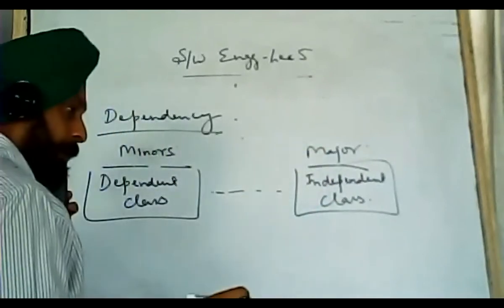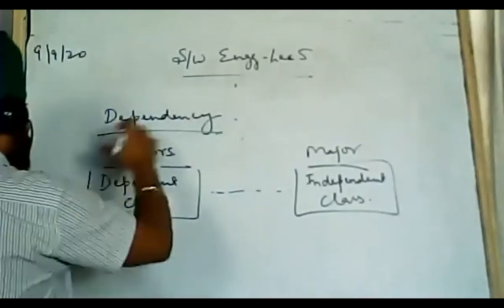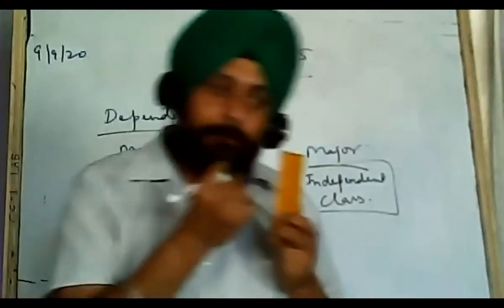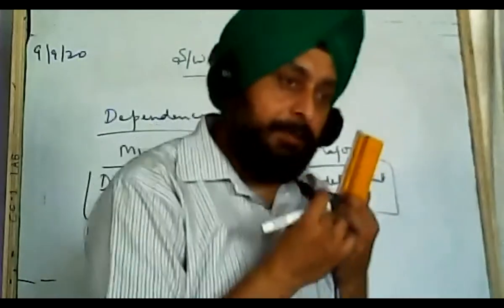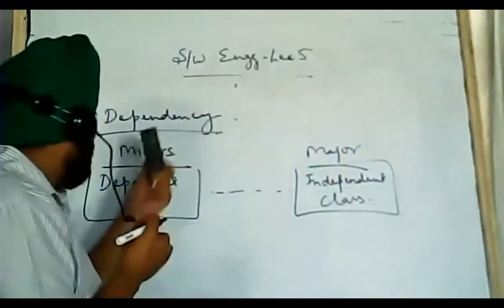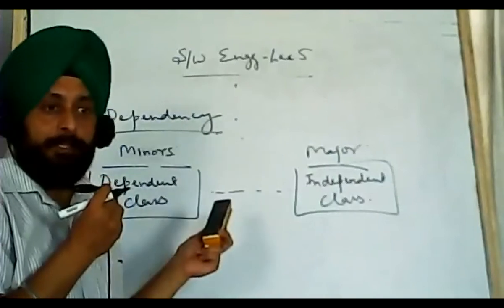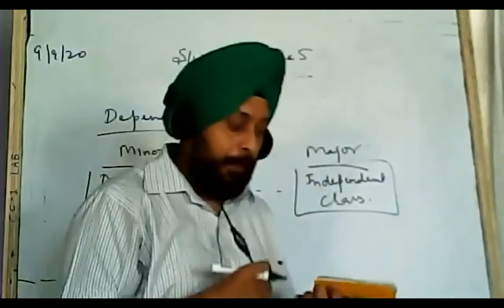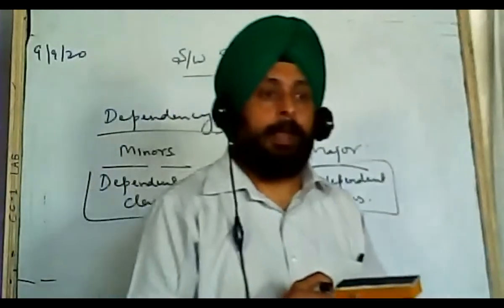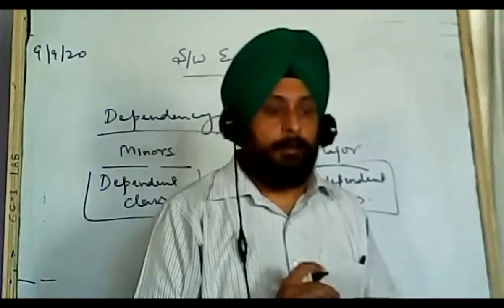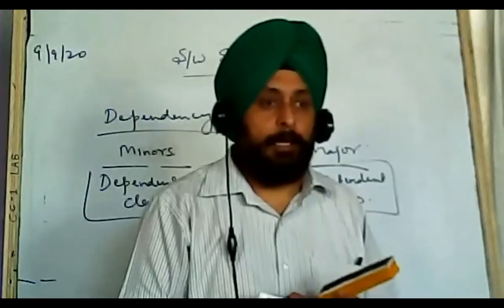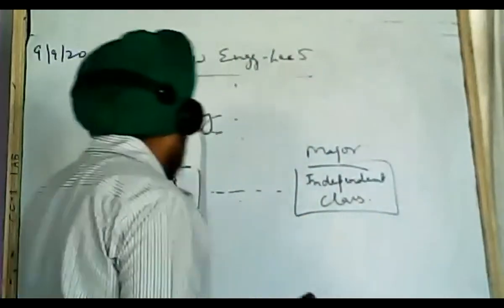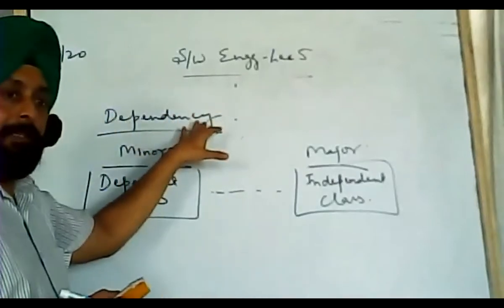Small children, I am saying, not the adult children. So this type of dependency: there is one class of major and another class of minor. This type of relationship is known as the dependency relationship. So we have done four types of relationship. One was inheritance, second is association, third is aggregation or composition, also known as containership, and fourth is the dependency relationship.